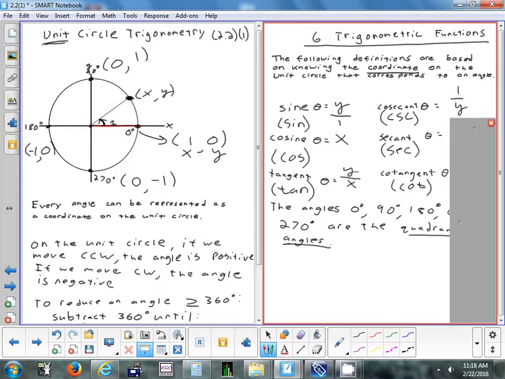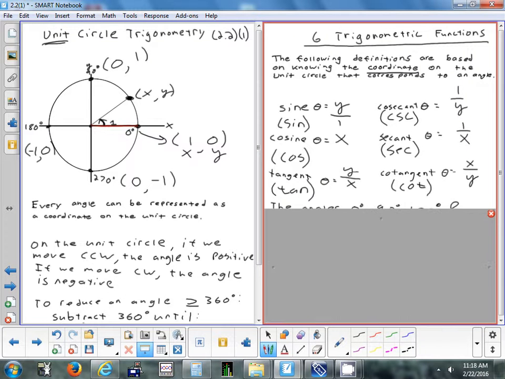Okay, and if we follow that same relationship, what do you think the secant is? It's 1 over x. Secant is the cosine flipped. And what do you think cotangent is? X over y. Okay, it's the tangent flipped. So a lot of times what I do is I find the three on the left first, and then I flip each one of them to get the three on the right. That's it.